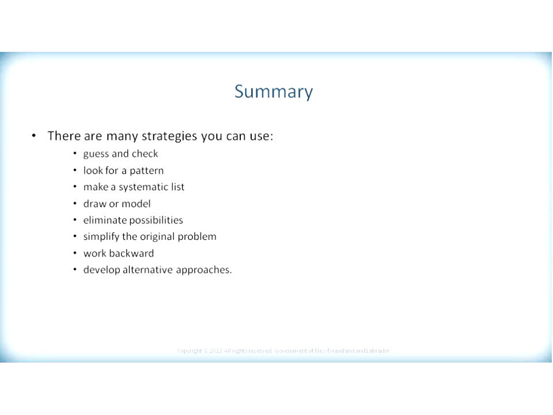So to summarize this section, there are lots of different strategies you can use when you're looking to solve puzzles or win at games. And there are lots of other examples you can find in your textbook that you can try for this. Or any type of, a lot of board games you can use many different strategies as well. So the strategies you can use, we can do a guess and check. We can look for patterns. We can make a systematic list. We can draw our model. We can eliminate possibilities, simplify the original problem, work backward, or develop alternative approaches.